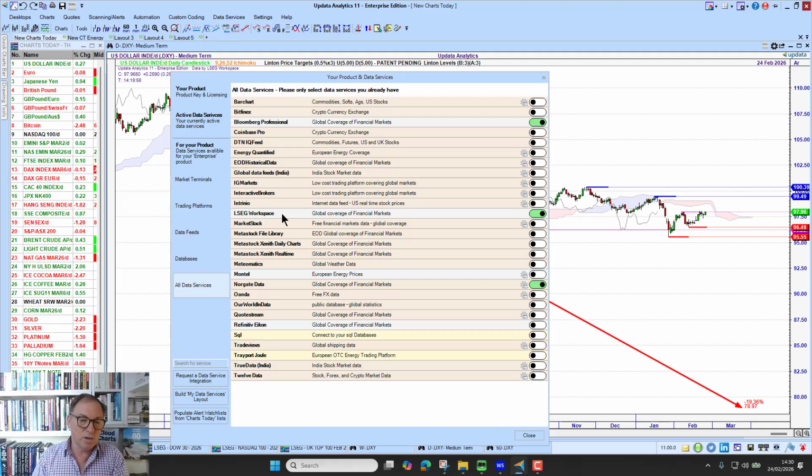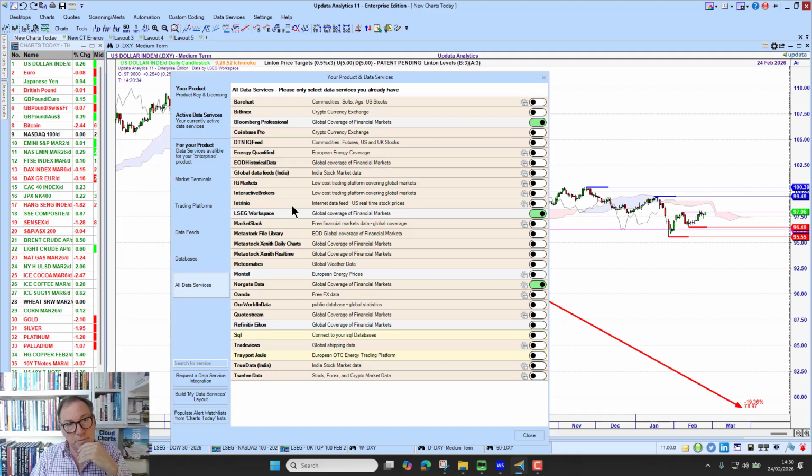LSEG Workspace. This used to be Reuters, and then it was Refinitiv Icon, and the latest incarnation is LSEG, which stands for London Stock Exchange Group Workspace. Now, I use Workspace mostly. I'm analyzing global coverage for lots of different clients, and I do the LSEG webinars every month, so I need Workspace. But my data coming in here is all coming from Workspace, but it could equally be coming from any of the data feeds that I'm subscribed to.